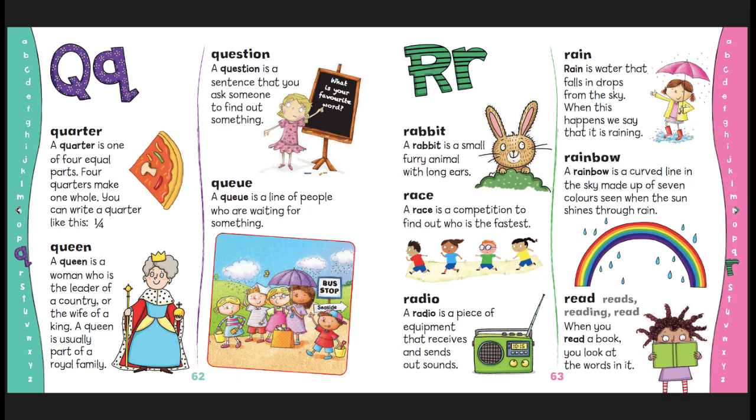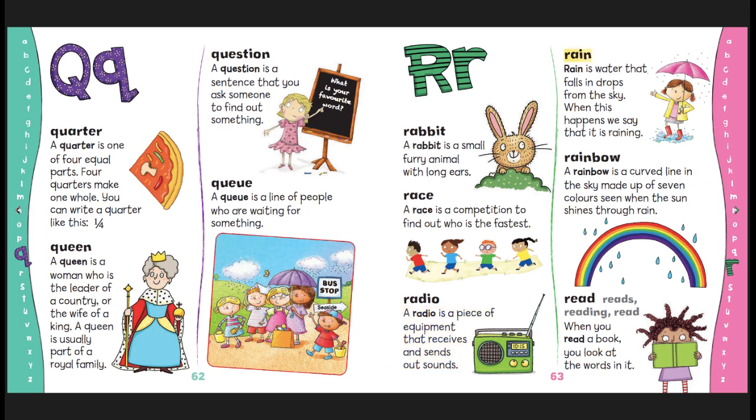R. Rabbit. A rabbit is a small furry animal with long ears. Race. A race is a competition to find out who is the fastest. Radio. A radio is a piece of equipment that receives and sends out sounds.